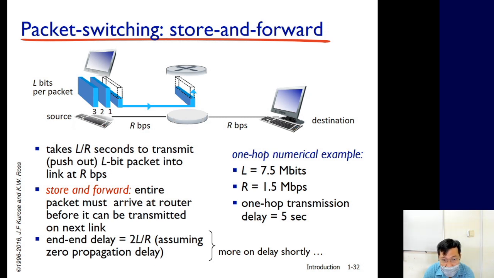selects an output, and transmits this packet to the next link. The end-to-end delay is defined as the time for the packet to go from the sender, the source, to be received by the destination. In the calculation, the end-to-end delay equals 2L/R seconds, assuming that the propagation delay is 0. In practice, the propagation delay is determined by the speed of light.